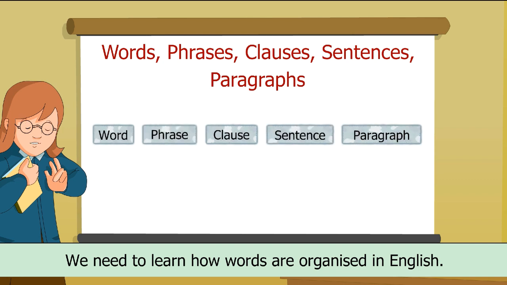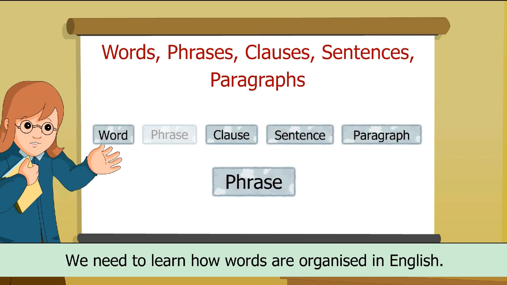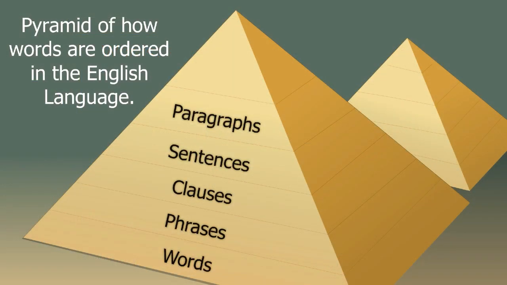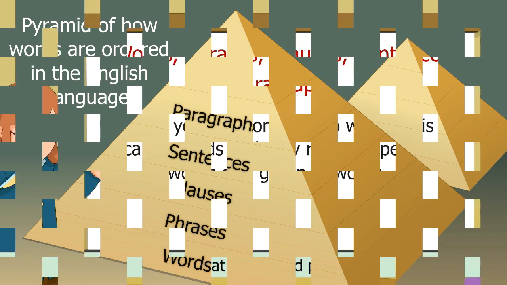You may be asked to find a phrase in the passage. So, if you don't know what a phrase is, it would be an impossible task. If you look at the pyramid chart, you'll see that words are placed at the bottom of the pyramid. On the other hand, paragraphs are placed at the top of the pyramid. This is how words are ordered in the English language.